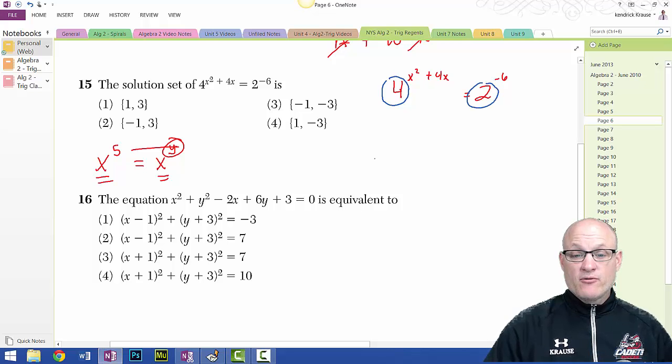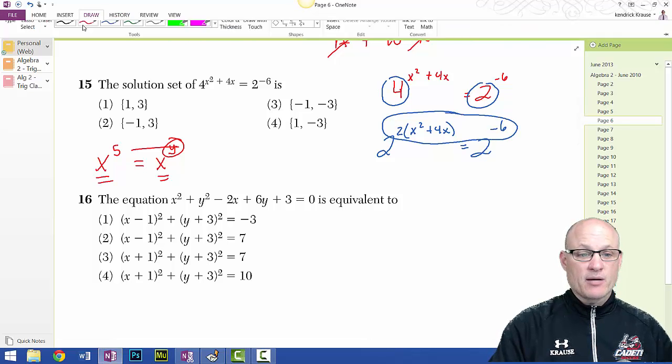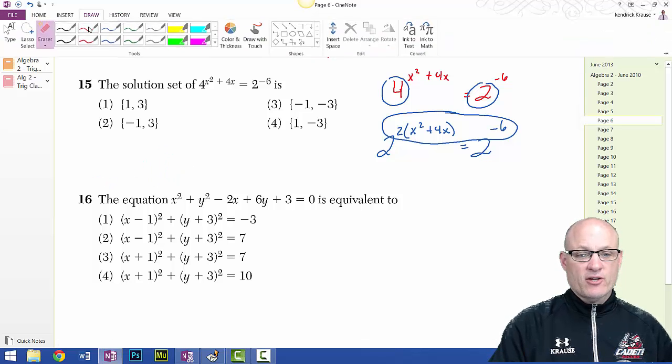Well, isn't 4 really just 2 squared? And then you get 2 squared to the x squared plus 4x has to equal 2 to the negative 6. Okay, so now that the base is the same, really all we have to do is take the exponents and set them equal to each other. I'll do that right now, but I need a little room. Let me get rid of all this stuff. So I'm going to set those exponents equal to each other.